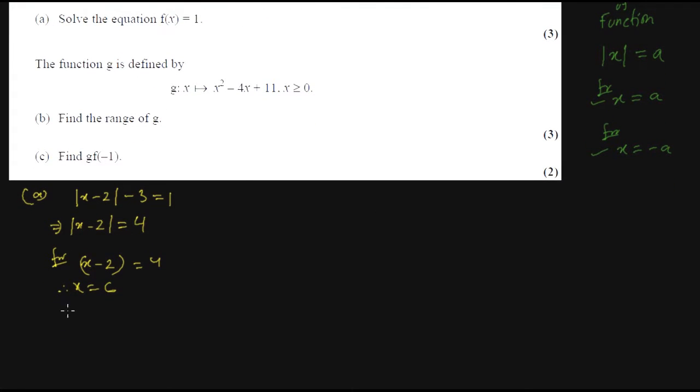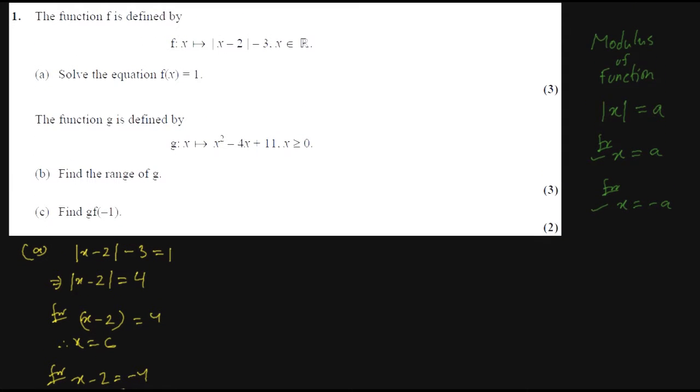And the next thing that we can do, for x minus 2 equals minus 4, and this would be x equals minus 2. So when we solve this, the answer is going to be x equals 6 or x equals minus 2. Now it is very important to notice if there is a condition here. Now they said solve the equation. Now we have to recheck to see whether it holds true.